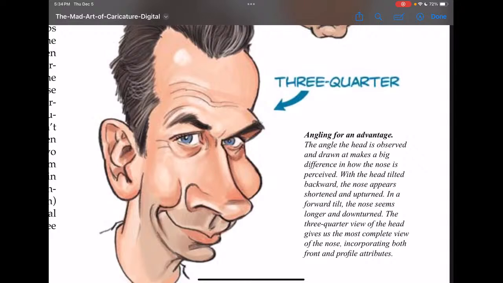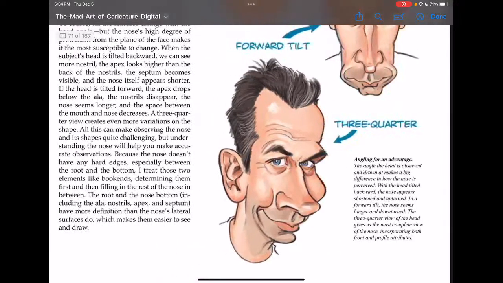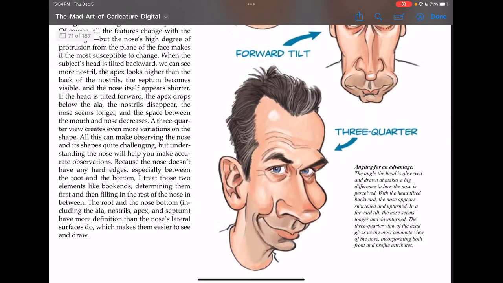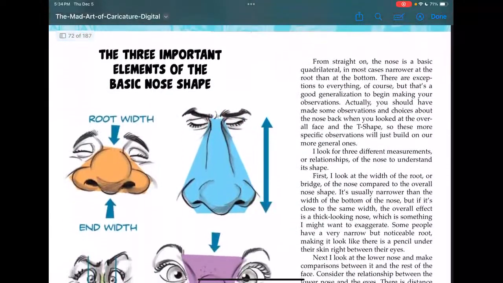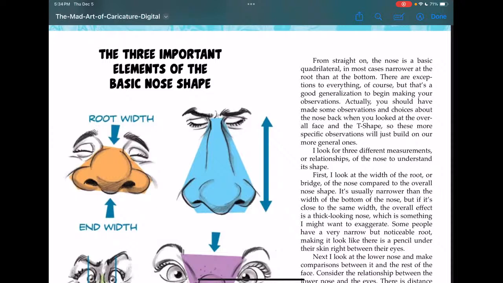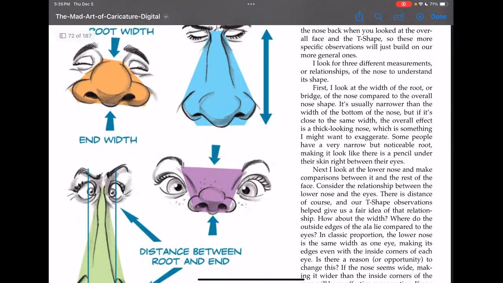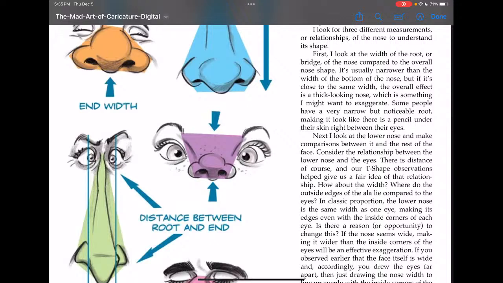The angle of the head is observed and drawn at makes a big difference in how the nose is perceived. With the head tilted backward, the nose appears shortened and upturned. In the forward tilt, the nose seems longer and downturned. The 3/4 view of the head gives us the most complete view of the nose, incorporating both front and profile attributes. Then he goes into the 3 important elements of the basic nose shape. You got the root width, the end width, and then the distance between root and end.